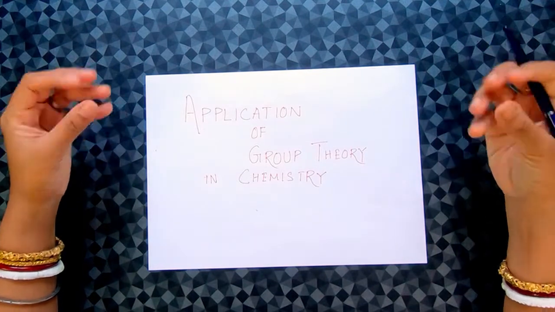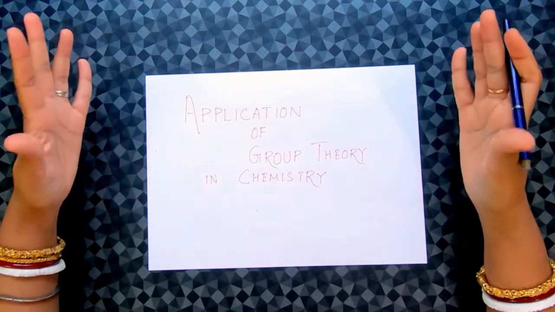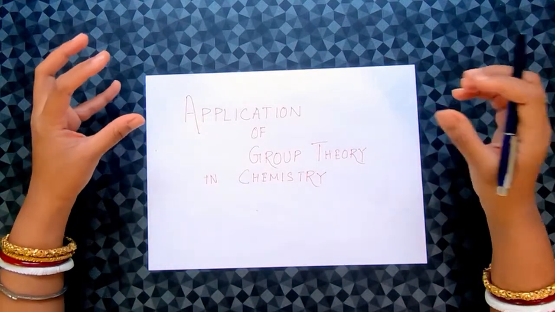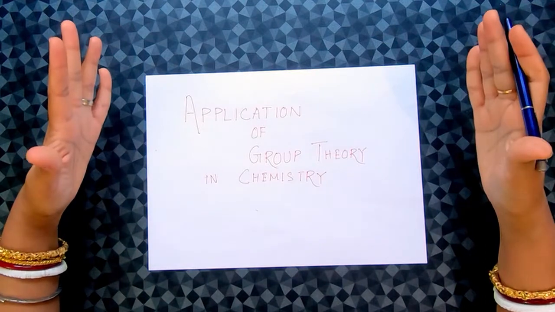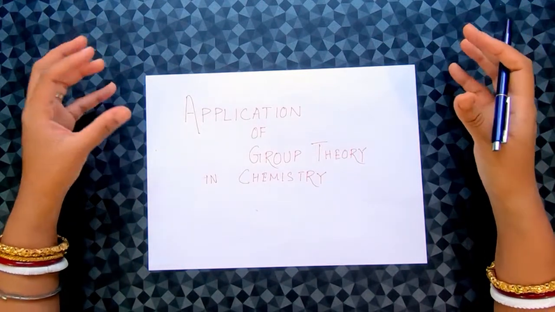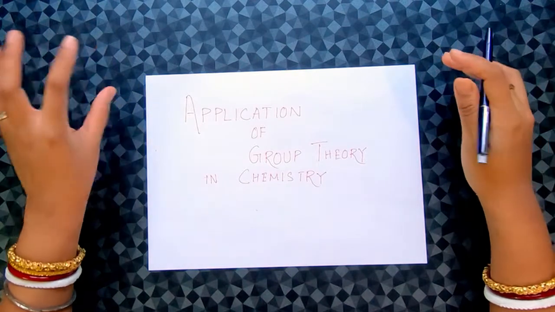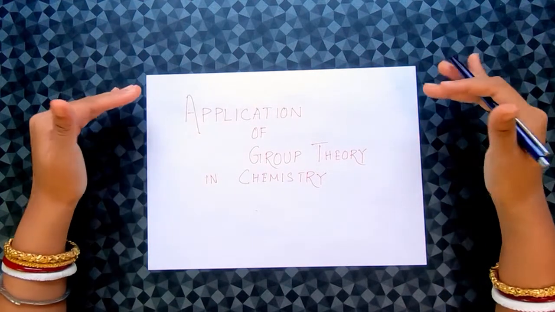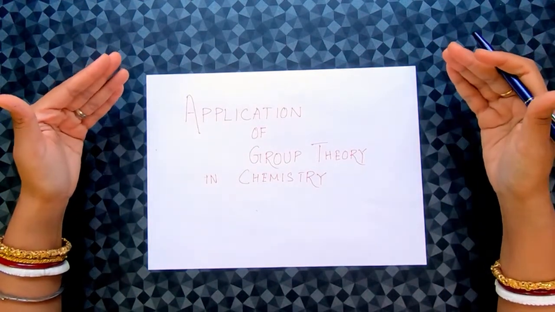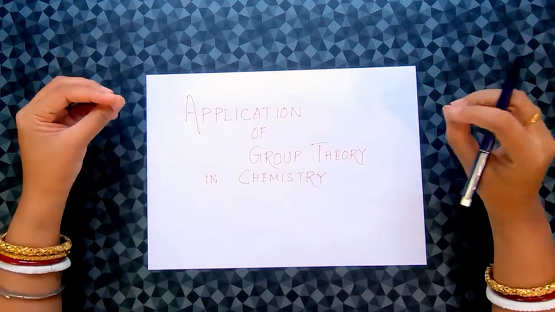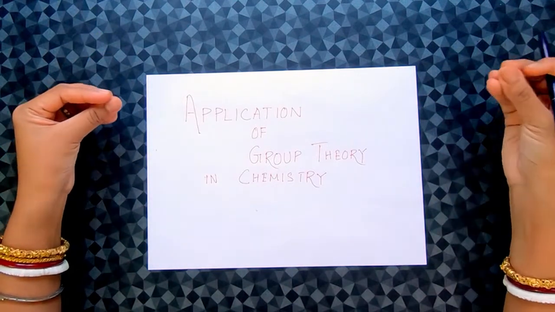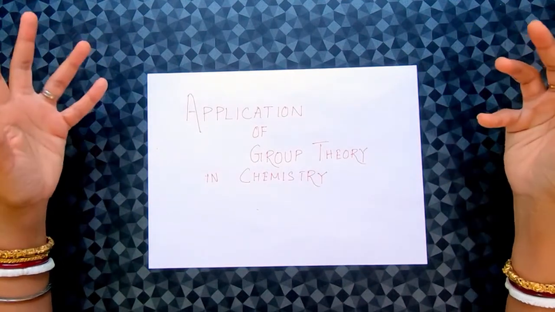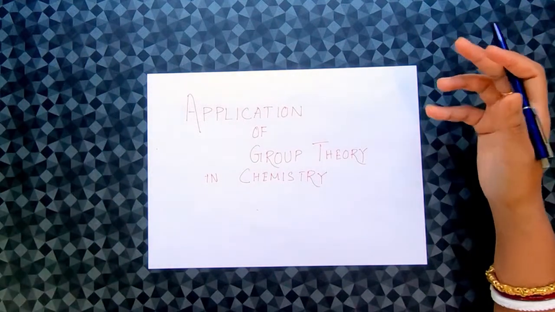the symmetry elements of any particular point group are related with the molecular orbitals or atomic orbitals, because we know that the molecular construction is done by the presence of the atomic orbitals. So how these two are related, that we are going to discuss in today's video. And another thing we are going to discuss is how the Raman or IR activity of any particular molecular point group can be measured.